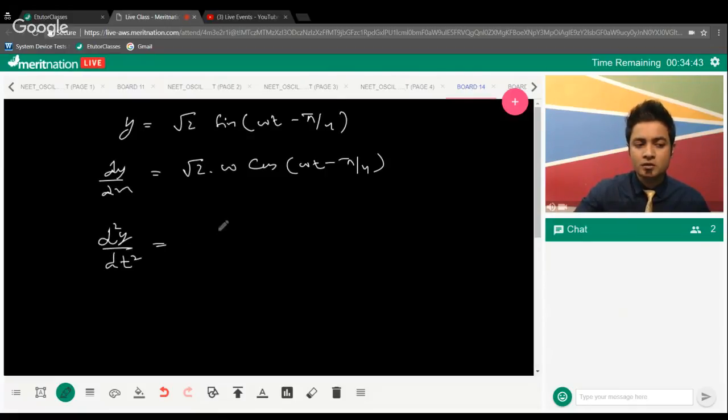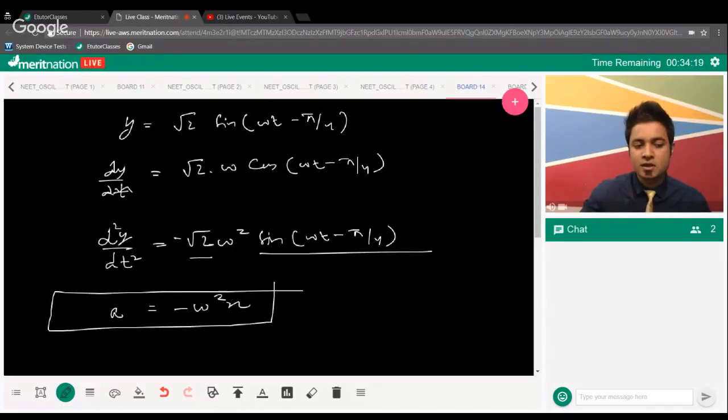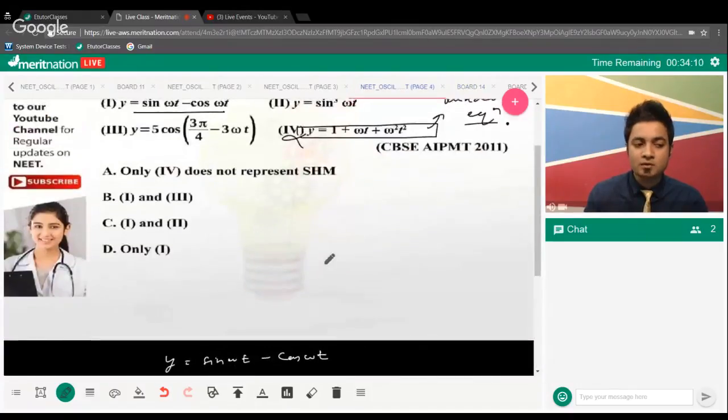What you are going to do, this is t, guys. So this would be root 2 omega square minus sine omega t minus pi by 4. So how am I going to write this one? This is nothing but the acceleration. This entire quantity, sine and the root 2, is nothing but the x, and we are getting the form of minus omega square x, isn't it? And this condition is followed by the functions which are performing the SHM, so we can pick up the first one.